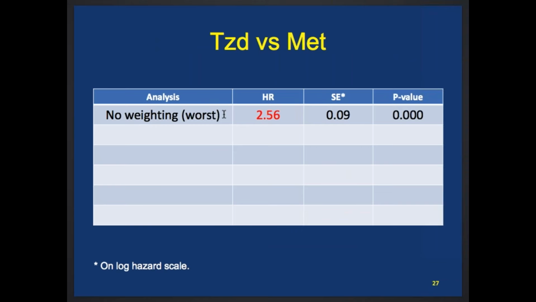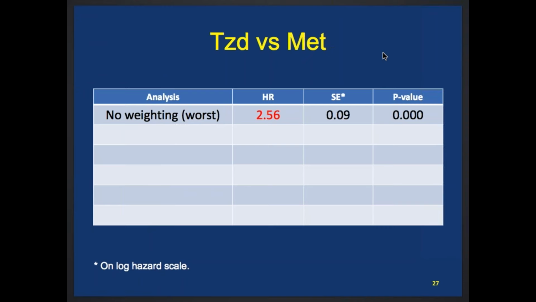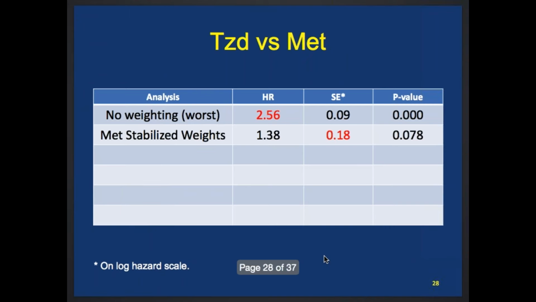If we look again at the completely unadjusted effect, so no weighting, no matching, no nothing, this is clearly our biased estimate. We have a hazard ratio of 2.56, a standard error on the log hazard scale, so this is the standard error of the beta, not the hazard ratio, of 0.09 and a super significant p-value. But we know that's biased. So just like with SOL versus MET, we have to do something to get that under control. So we have our weighted analysis, and we get a 1.38, so that pulled the estimate way down, but our standard error exploded. We doubled our standard error.